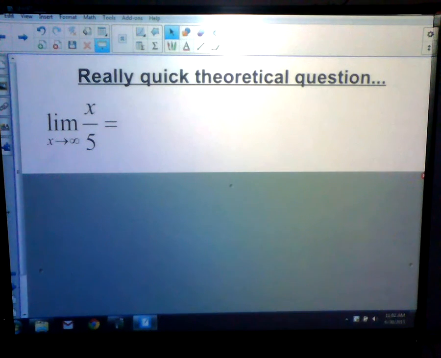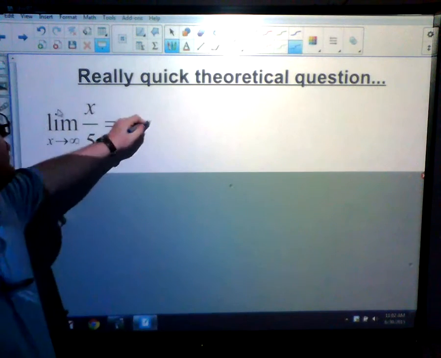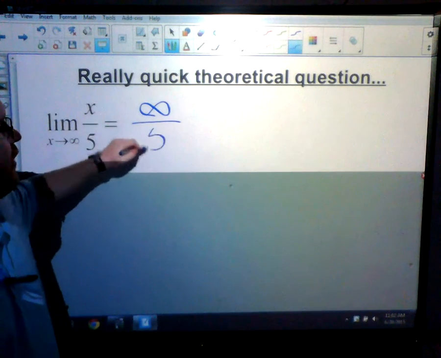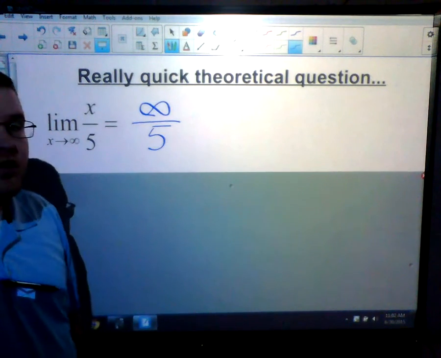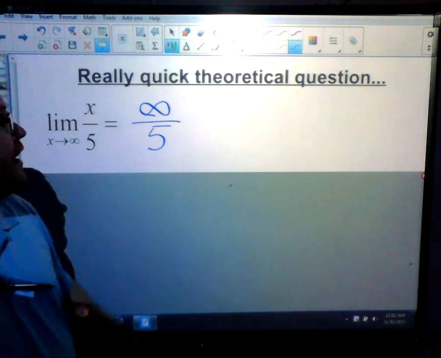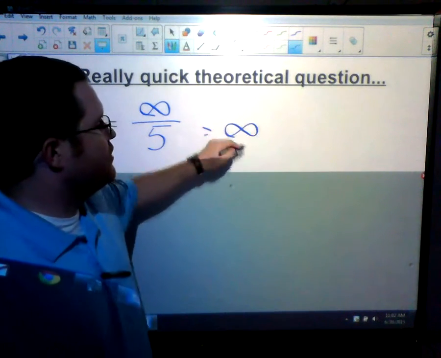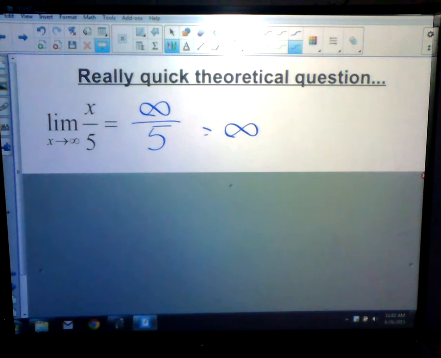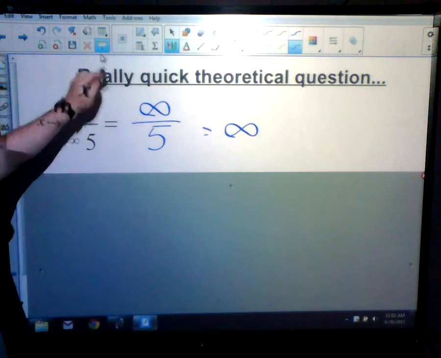What is the limit as x goes to infinity of x over 5? In other words, what's infinity divided by 5? Well, if you go to infinity, even if you divide it by 5, you're still going to get infinity. It's going to grow forever. Okay? Or a really huge number divided by 5 is still a really huge number.